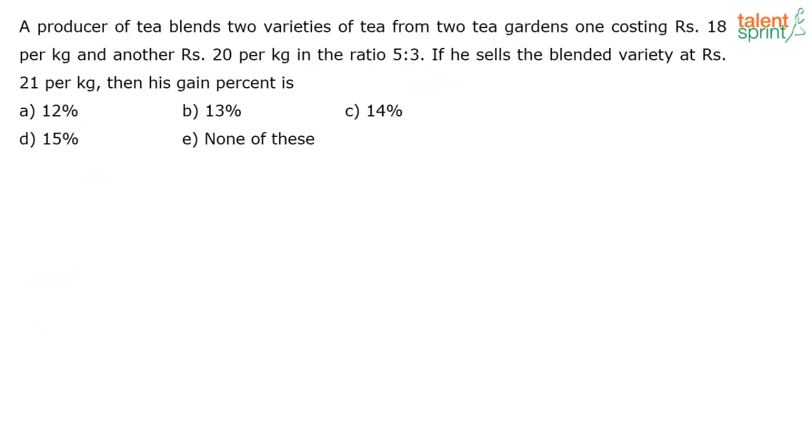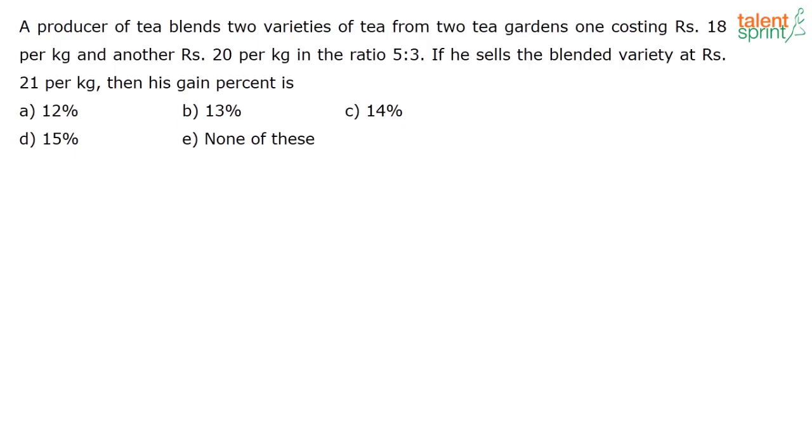So this is again that tea problem, right? That mixing of two quantities. Now give me the answer for this. Very similar to the previous problem that we did on this type. A producer of tea blends two varieties of tea from two tea gardens, one costing rupees 18 per kg and another rupees 20 per kg in the ratio 5:3. If he sells the blended variety at rupees 21 per kg, then his gain percentage is dash.